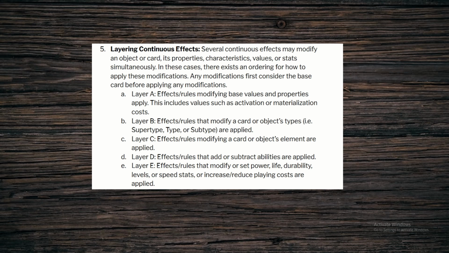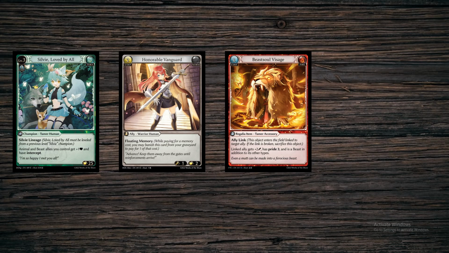Once applied, those effects are locked in, and then you proceed on to the next layer. Let's return to our example. There are 2 continuous effects in play here: Sylvie, Loved by All, and Beast Soul Visage. Working through the layers, we can see that nothing is affecting layer A, the base values and properties. So next we move to layer B and apply Beast Soul Visage's effect that gives Honorable Vanguard the Beast subtype.